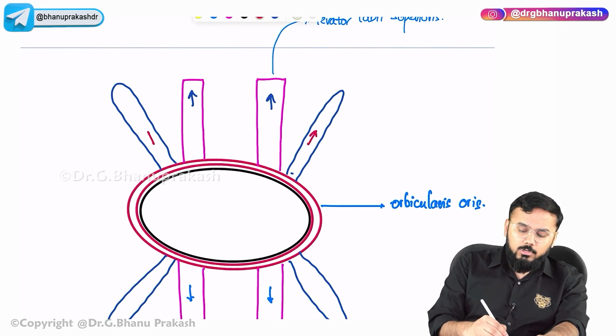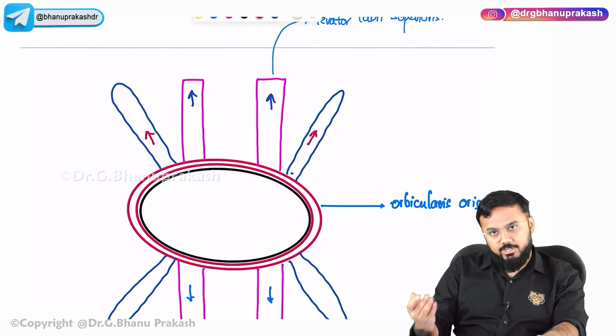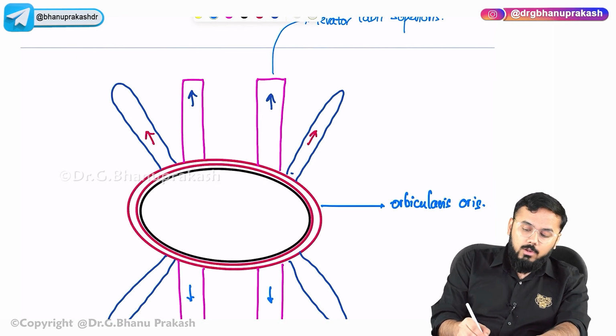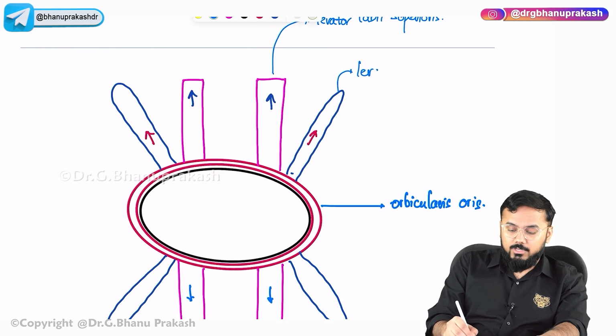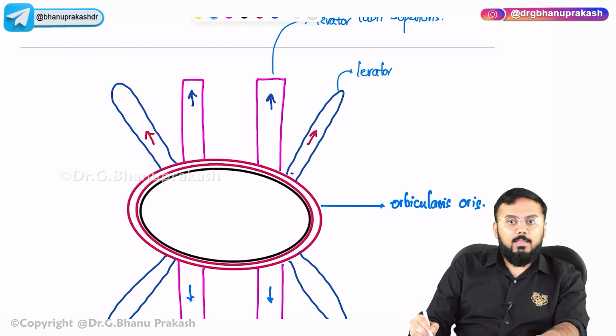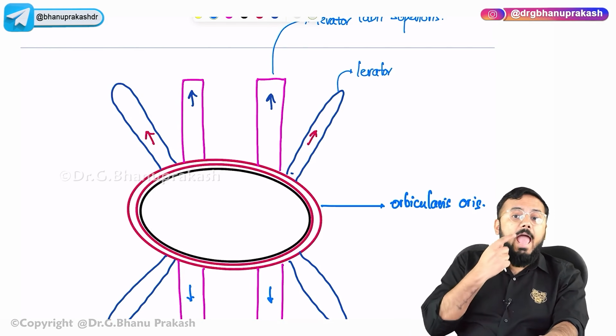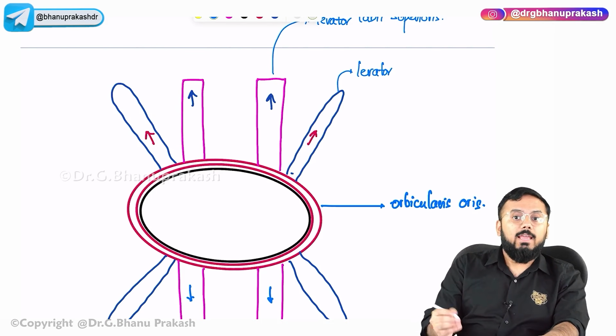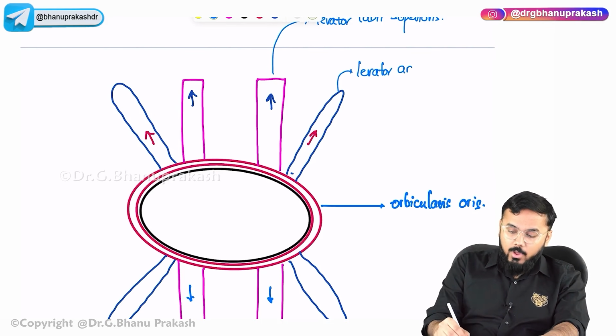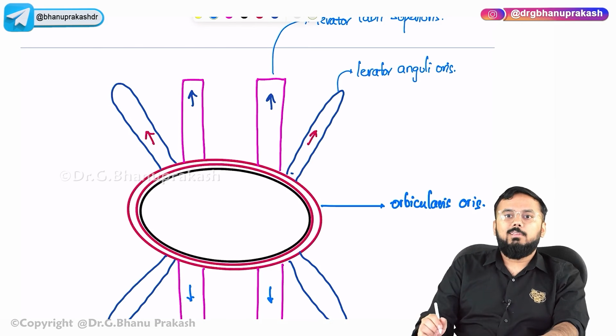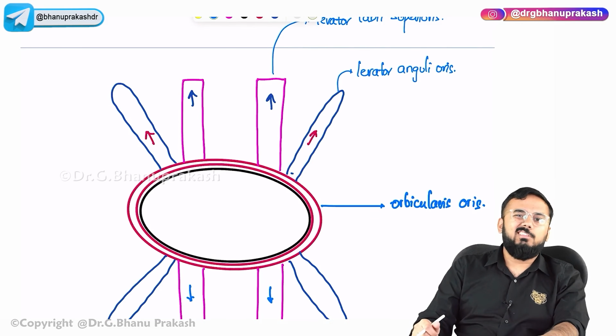Obviously muscles which are on the top will always cause elevation. So first write it as levator. Levator of what? Elevation of what? Angle of the mouth. So anguli oris. Anguli oris. Okay. So it means this action in this way.